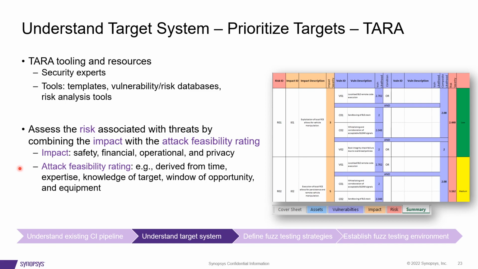And then secondly, you have the attack feasibility rating, and there are different ways this could be done. For example, you can look at the common criteria, where you look at how much time you need to perform that attack, what's the level of expertise needed, how much knowledge of the target you need, what's the window of opportunity or access to the target, and finally the type of equipment required to perform that type of attack. So based on these inputs, the impact and the attack feasibility rating, you can then calculate the associated risk for that particular threat.